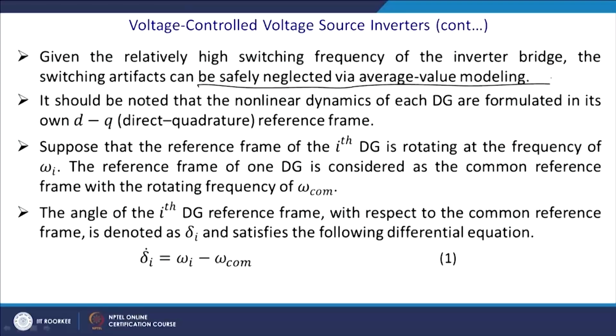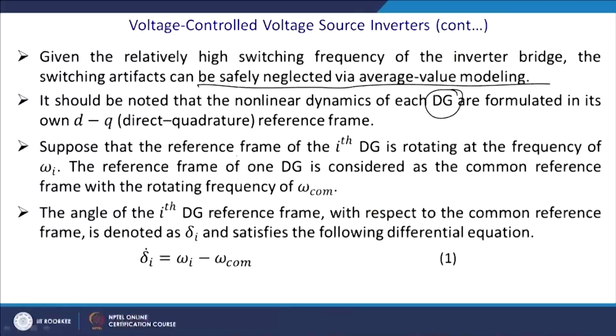So, we shall consider two states, one is the switching on state and the other is the switching off state. All those parameters we consider using the average model, and it should be noted that the nonlinear dynamics of each distributed generation are formulated in its own DQ reference frame. Working in different reference frames, PI controller tuning becomes easier because these quantities look like DC in the DQ domain.